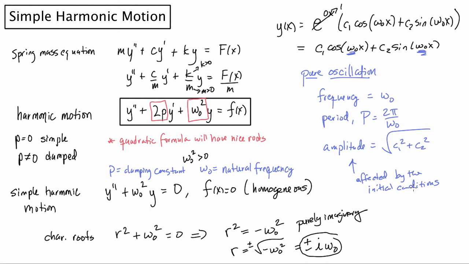So there's one last thing to say here, and we've noted this on previous videos. Because this is a pure oscillation, I can write this in the form A cosine of omega naught x minus phi, where phi is the phase lag and A is this amplitude. We talked about how to do that in a previous video, but a linear combination of oscillations of the same frequency can always be written as a pure oscillation of that frequency with some appropriate lag. So this is what happens when you have no damping in the spring mass equation. It comes out to be what's called simple harmonic motion.